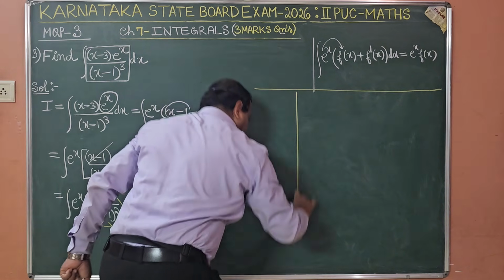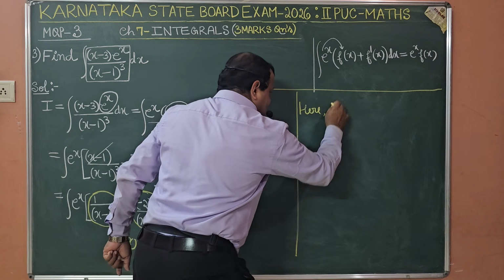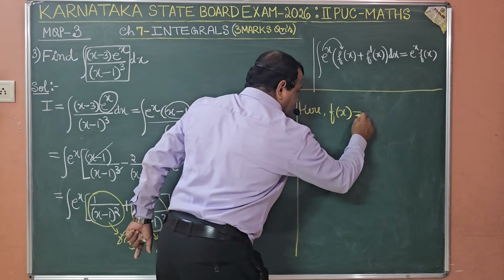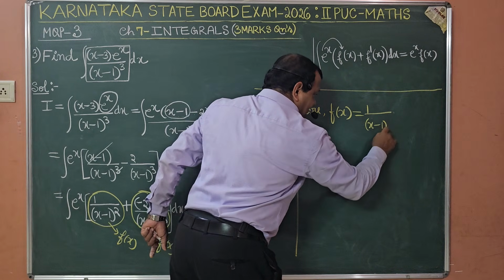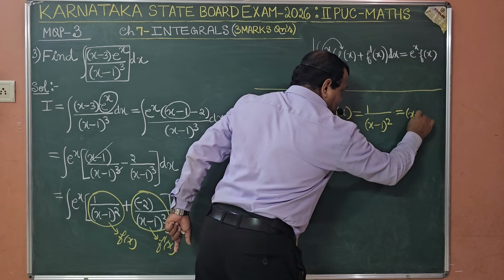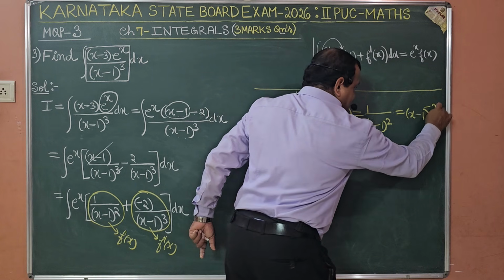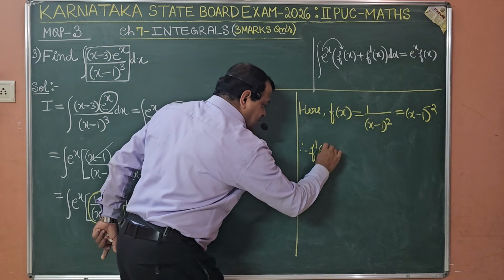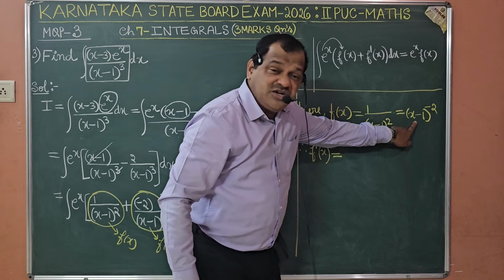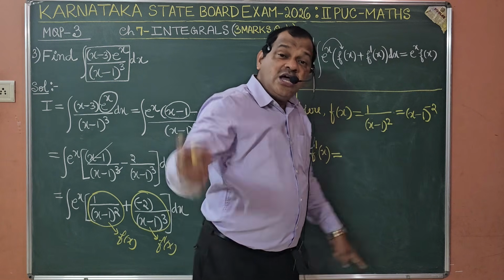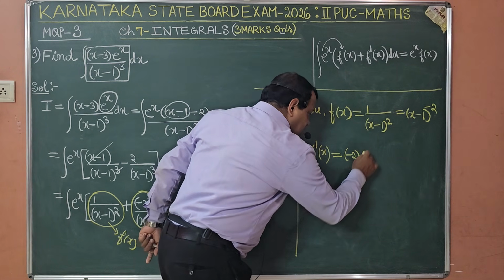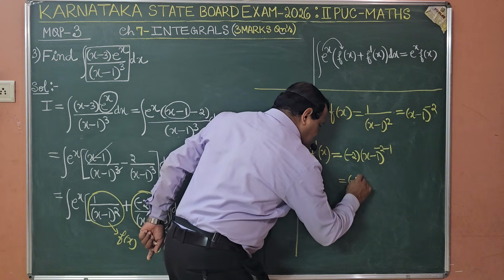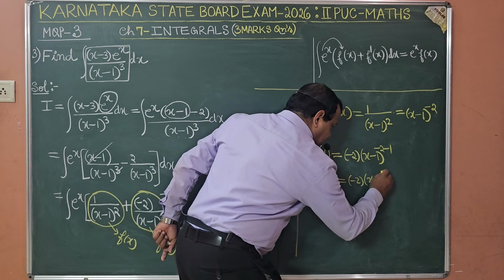Listen, wait. So what happens in this exercise here, our f of x is 1 by x minus 1 whole square, which can be written as x minus 1 power minus 2. Now it's a differentiation, f dash x. Apply chain rule. What is the differentiation of x minus 1 power minus 2? Start from the power. Minus 2 into x minus 1 power minus 2 minus 1. That is minus 2 into x minus 1 power minus 3.